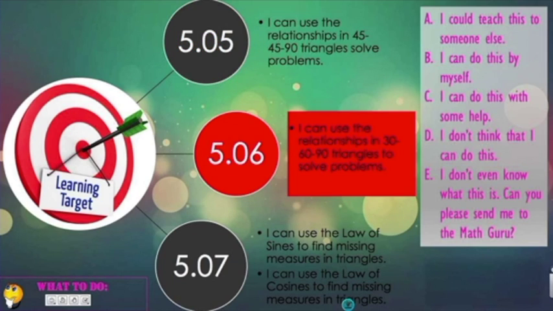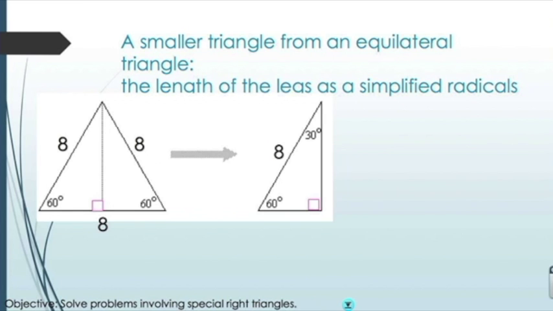Next objective. Now we're going to be moving on to 30, 60, 90 triangles. So where do you think the 30, 60, 90 comes from? This is also important. All right, a smaller triangle from an equilateral triangle is what makes our 30, 60, 90s.